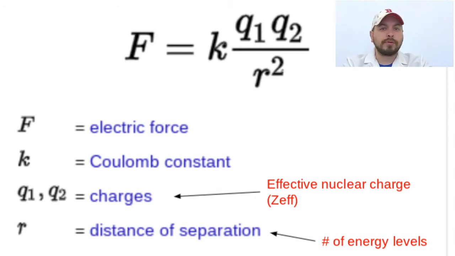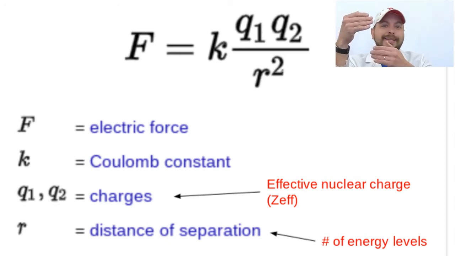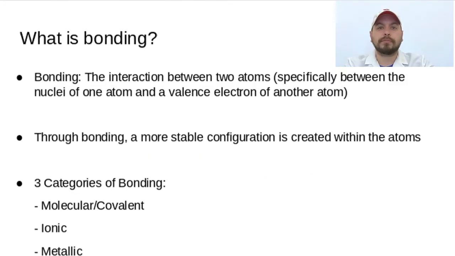As we move through this unit, we're actually going to somewhat adjust Coulomb's law based on the context of what we're looking at. But in general, if you remember that the Coulomb's law proportions are based off of the relative charge, which is effective nuclear charge, and the number of energy levels in an atom, you're going to be just fine. So let's start by talking about what is bonding.